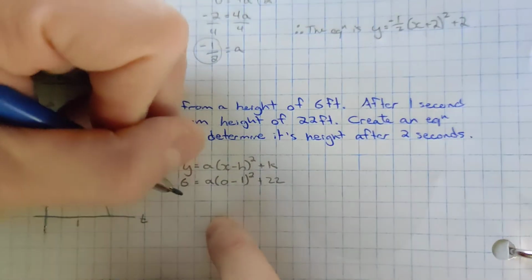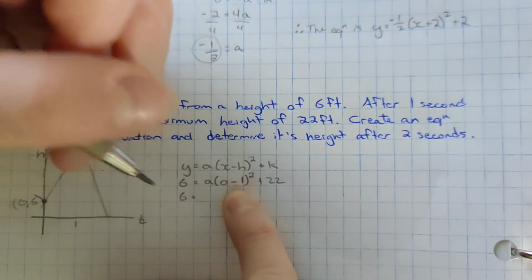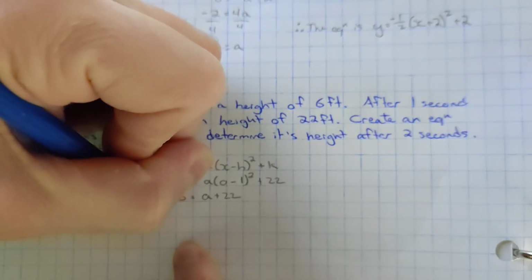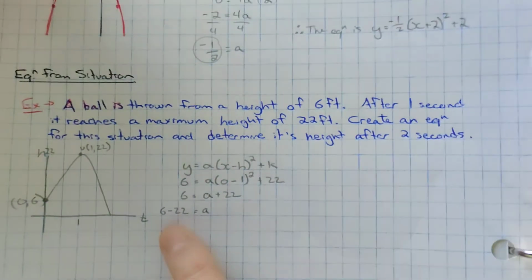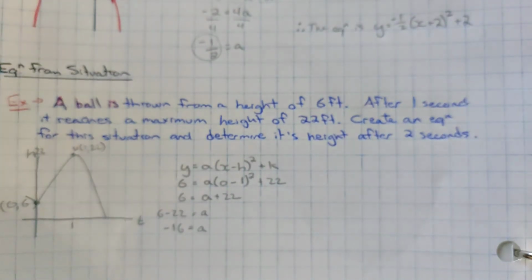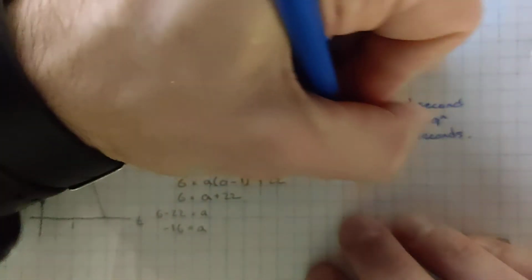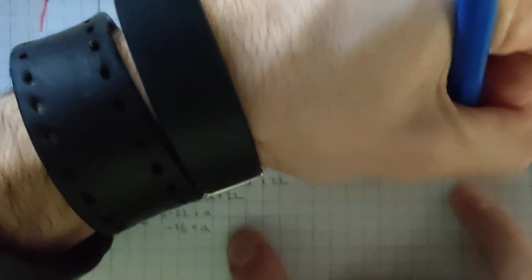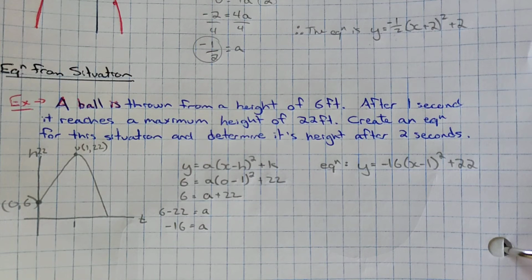Let's simplify this. 6 equals 0 minus 1 is -1, squared is +1. So it's just 1a or a, plus 22. Move the 22 over. 6 minus 22 equals a. 6 minus 22, that's going to give us -16. That's our a value. And now we can write the formula. The equation is y equals -16(x minus 1) squared plus 22. That's our equation.